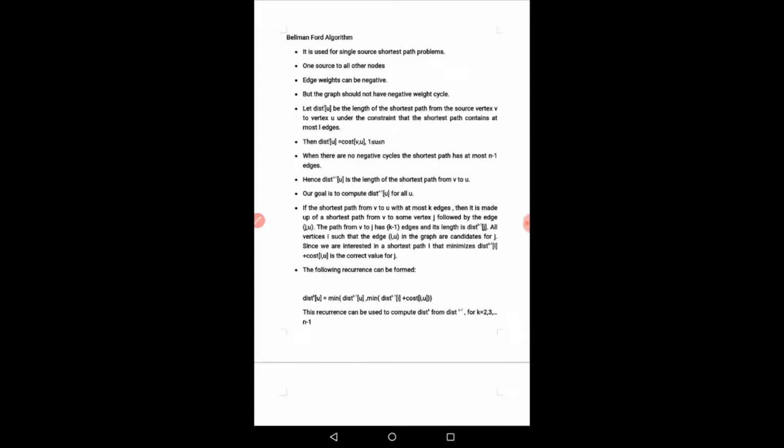So here in Bellman-Ford algorithm, a similar algorithm we have already learned for single source shortest path, which is Dijkstra's algorithm. Dijkstra's algorithm won't allow negative edge weights. But here the edge weights can be negative. But one constraint is the graph should not have a negative weight cycle, a cycle whose resulting weight is a negative value. It should not have one; such graphs cannot be solved by Bellman-Ford algorithm.